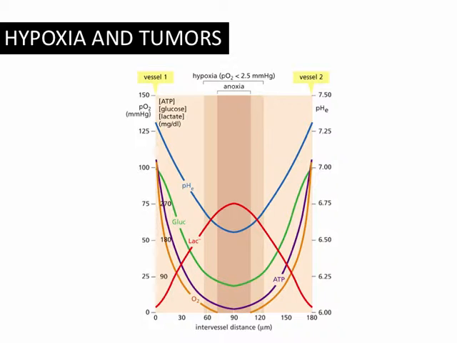So the oxygen thing is one thing. Oxygen tension dropped way down, whichever color line that is. ATP concentrations drop way down, because what happens is that you see an increase in lactic acid concentration. Why is there an increase in lactic acid concentration in these anoxic areas?